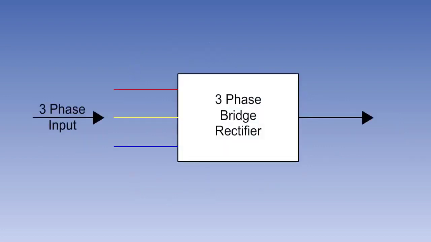The output of a bridge rectifier consists of pulses or ripples of DC. These usually need to be smoothed electronically before being used. A much smoother supply, without large peaks and troughs, can be produced from a three-phase supply by using a three-phase bridge rectifier.